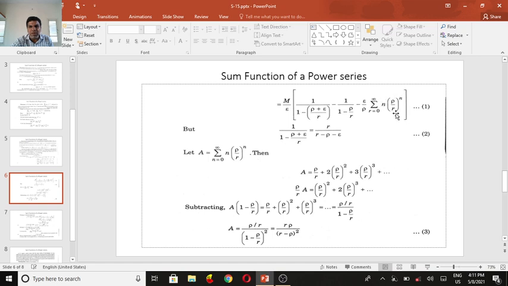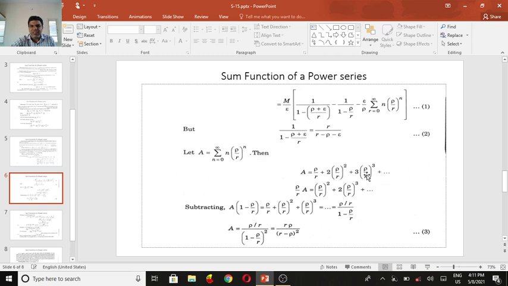I call denoted by a, let a be equal to the summation n running from 0 to infinity of n times (rho by r) to the power n. I call that capital A, the summation n running from 0 to infinity of n times (rho by r) whole power n. Simplified, this is A equal to rho by r plus 2 times (rho by r) whole square plus 3 times (rho by r) whole cube, etc.